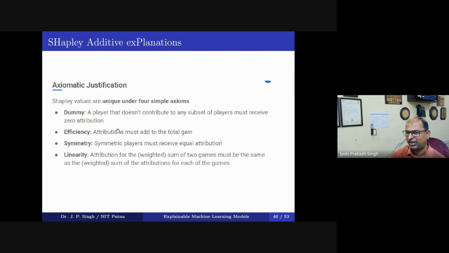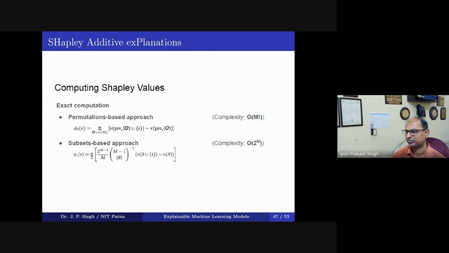Like dummy player: if a player doesn't contribute, any subset of players must receive 0 attribution. Efficiency: attribution must add up to the total gain. Symmetry: players must receive equal attribution, and it is linear. So if you keep on adding, it keeps on increasing in a linear way. Since this has got a mathematical and axiomatic justification, people are highly interested in this one, and a lot of work, in fact recently a lot of papers, have appeared on this.